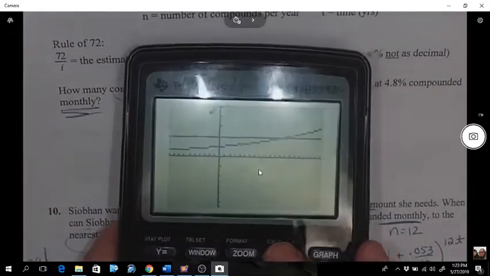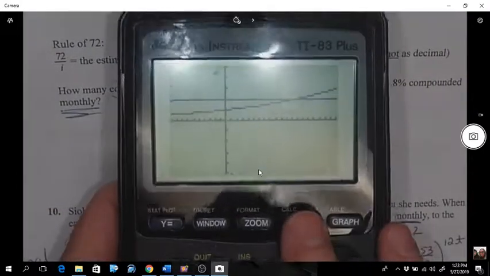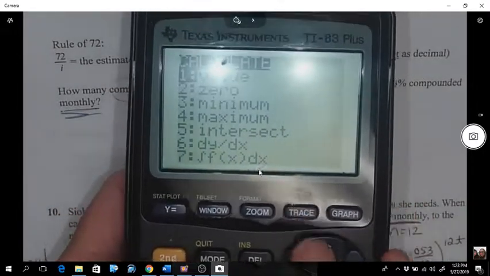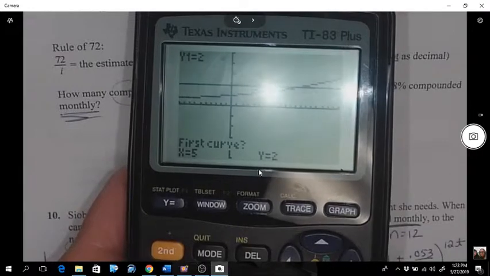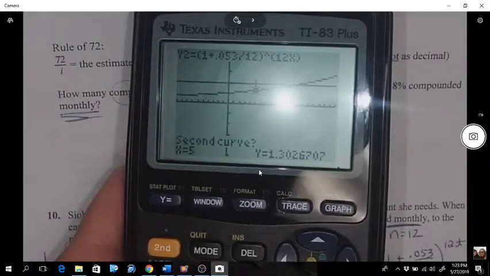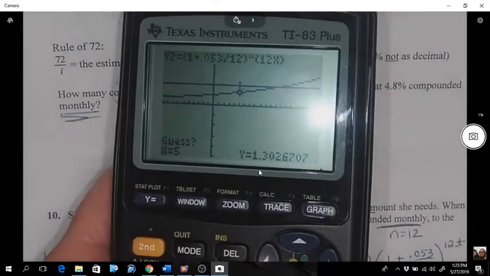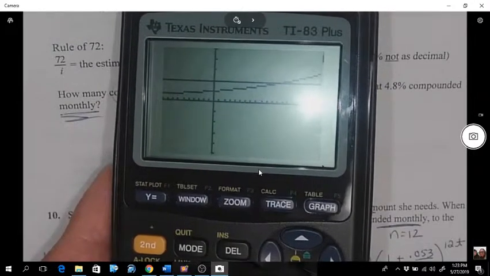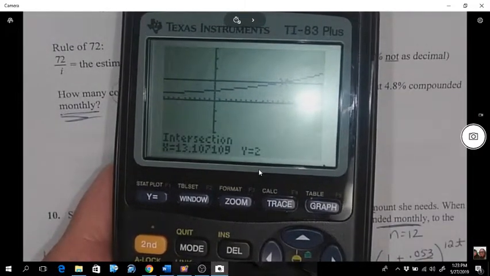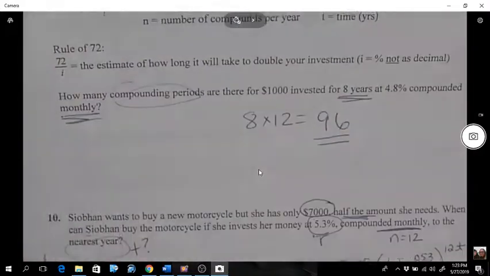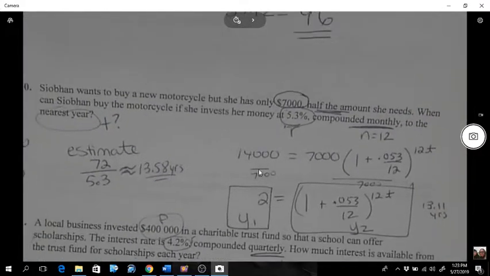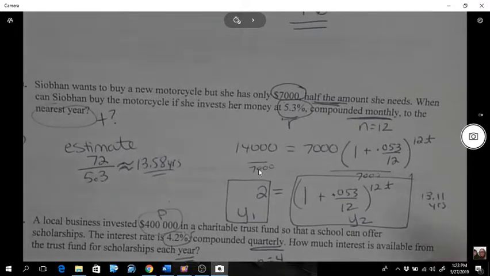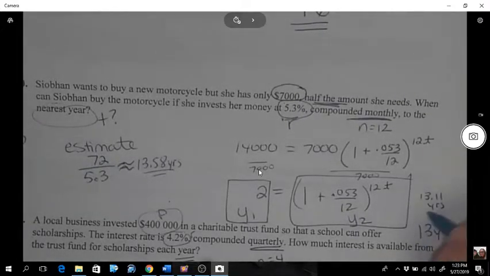Now I'm going to hit second function trace to calculate. I'm going to go down to intersection. First curve, enter. It jumped to my second curve, enter, guess, enter. 13.11. So that's the actual, but it says to the nearest year, so 13 years.